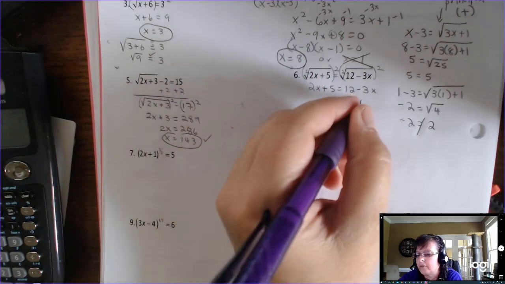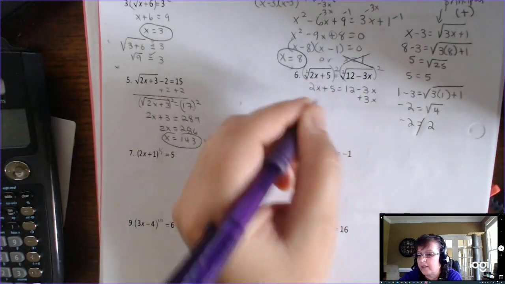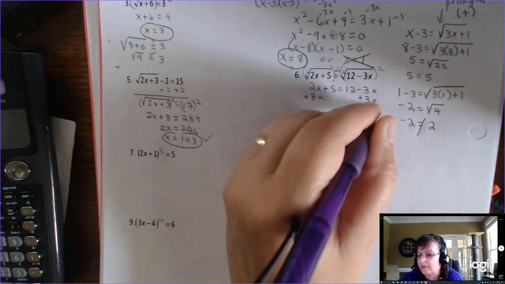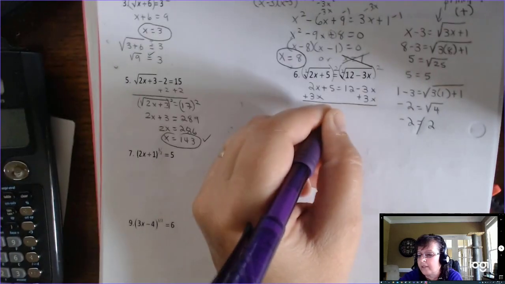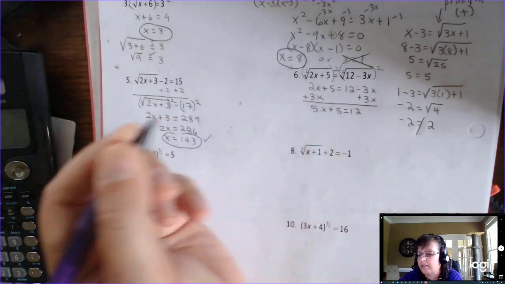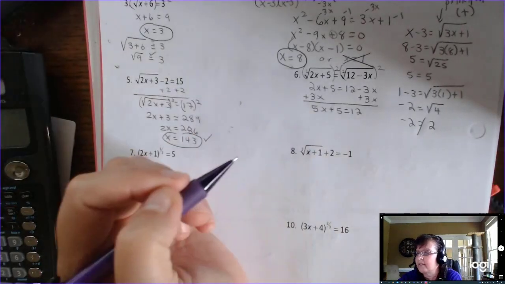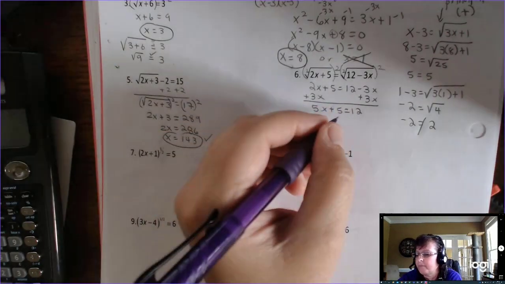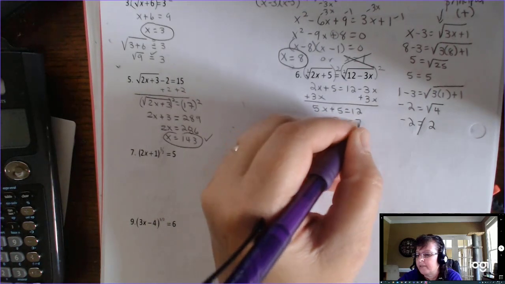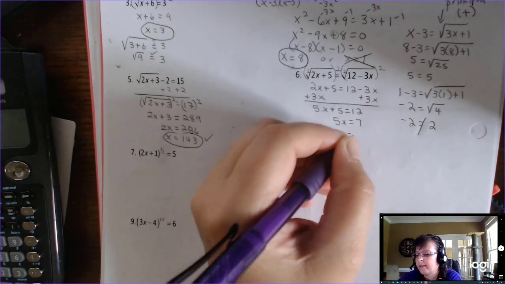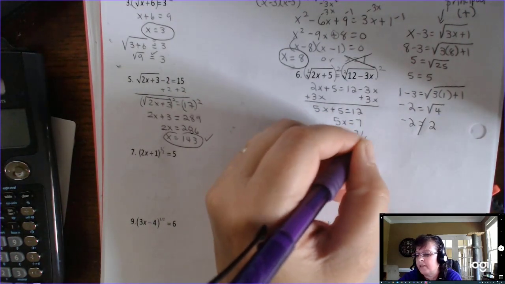So now we have to solve for x. The first thing I like to do is go ahead and get my x's together. 5x plus 5 equals 12. Now I've seen a lot of students don't do that first, and it always messes with me, but I like to make it look like that. Subtract 5 and you get 5x equals 7. Divide by 5 and you get 7/5.